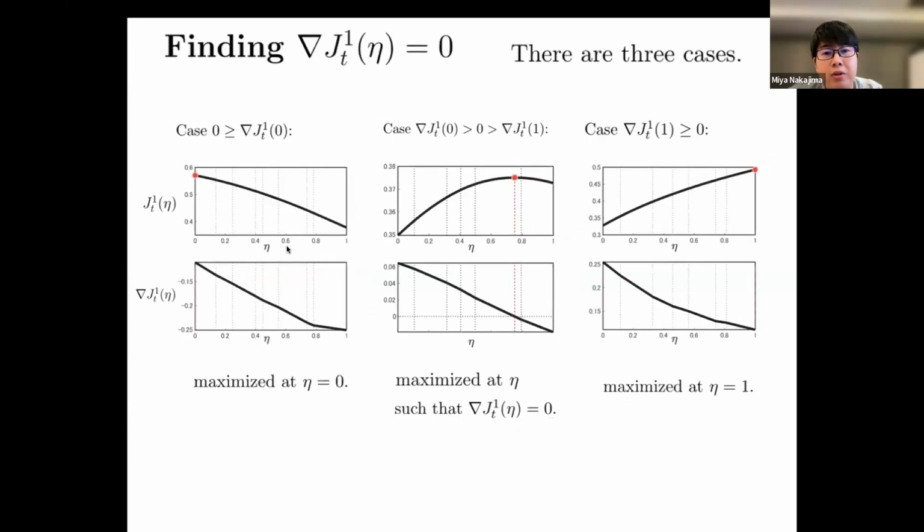To find the maximum value of the lower bound, we consider three cases. The first case is when the gradient is 0 or less at eta equal to 0. The third case is when the gradient is 0 or greater at eta equal to 1. The second case is when neither of the previous situations applies. In this case, there exists an eta such that the gradient of J^T at eta is equal to 0. It is necessary to find such an eta.